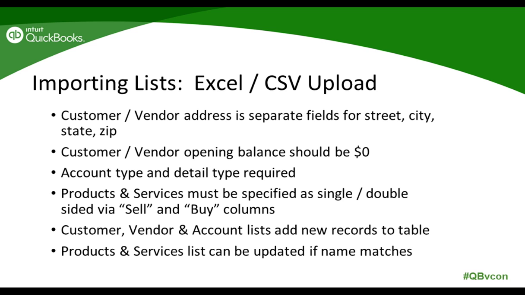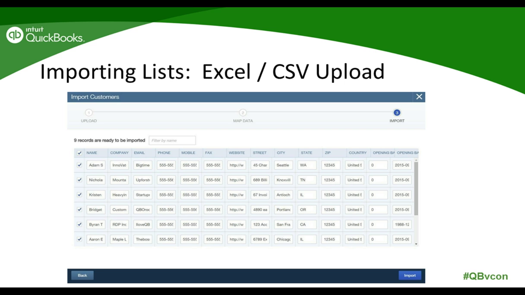I'm going to advance to the next slide to show you a screenshot of what that looks like. But just some tips there. When you go to the gear icon and select Import Data, then they're going to show you the 4 types of lists that you can import: customers, vendors, chart of accounts, product service items. And you'll click which one you're importing. And then best practice would be to download the sample file.